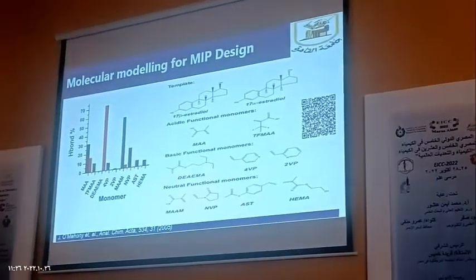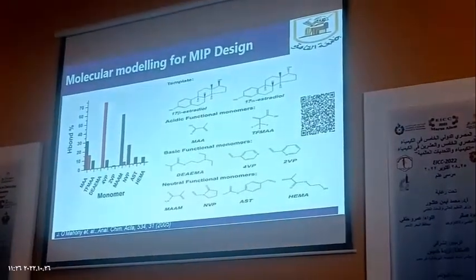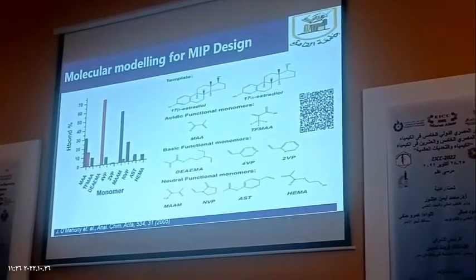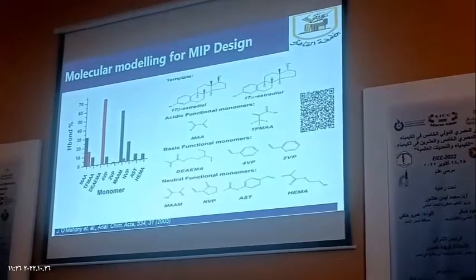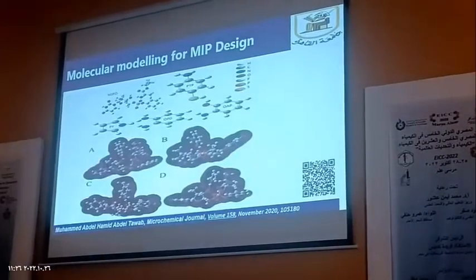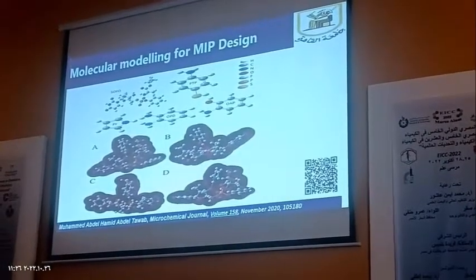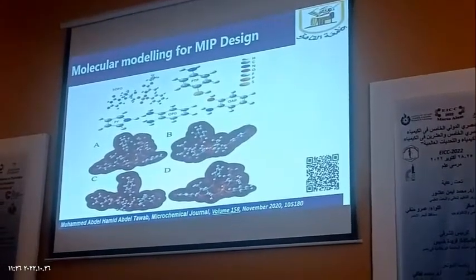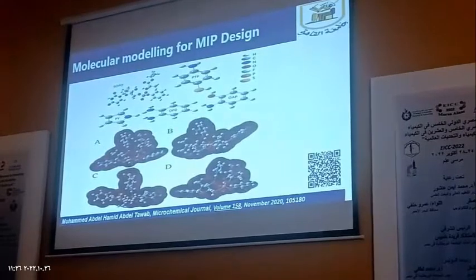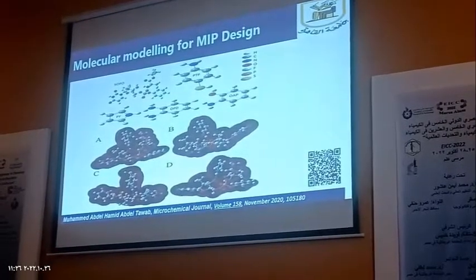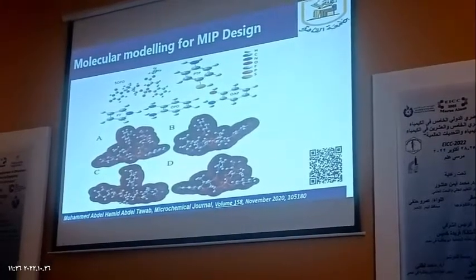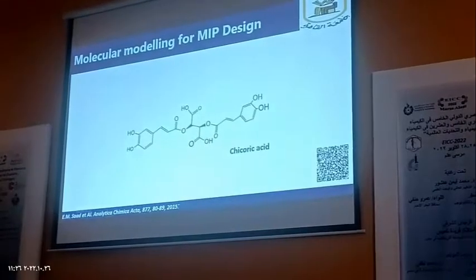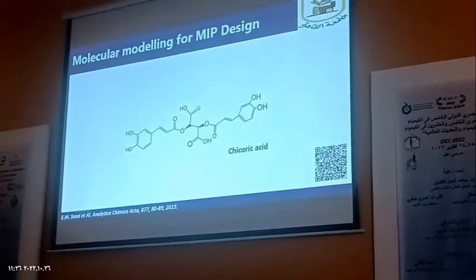So just using computer programming, we were able to define which kind of monomer to use for the polymer preparation, and by doing such calculation, we reached this complicated shape. This complicated shape represents how the polymer molecules interact with each other. To make it simpler, we have here an example for chicoric acid.